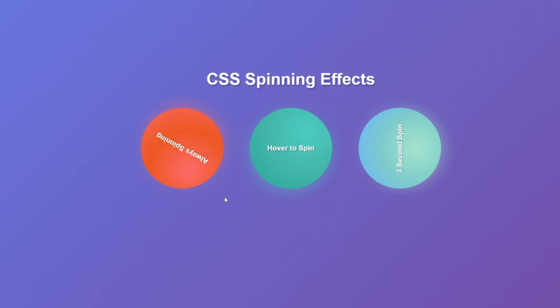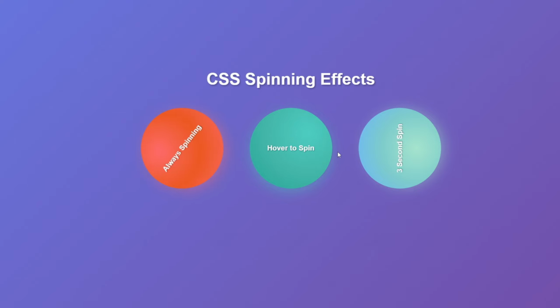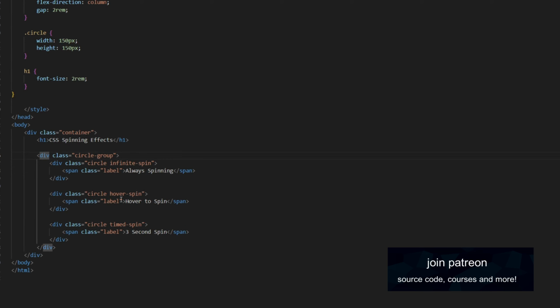So we've got this always spinning object, an infinite spin effect, and then we have one where you hover and it spins, and then we have some manipulation of time and for how long it should spin. So if we reload the page, this one will spin for 3 seconds and then it's done. Let's look at the actual code.